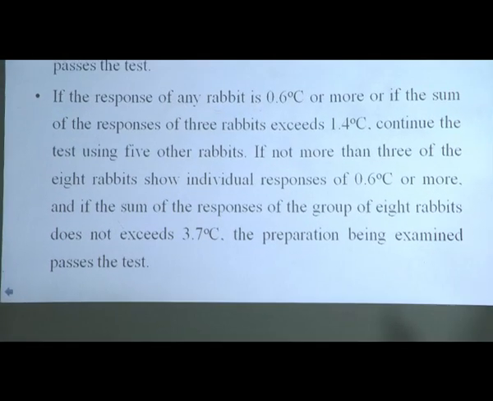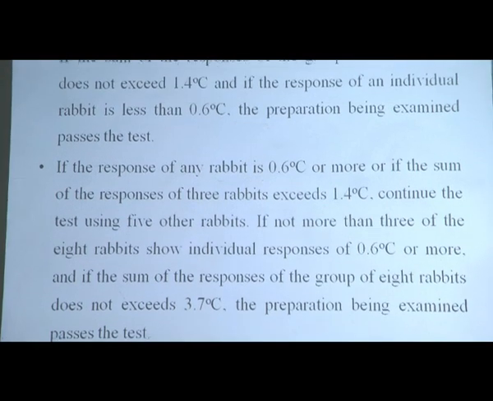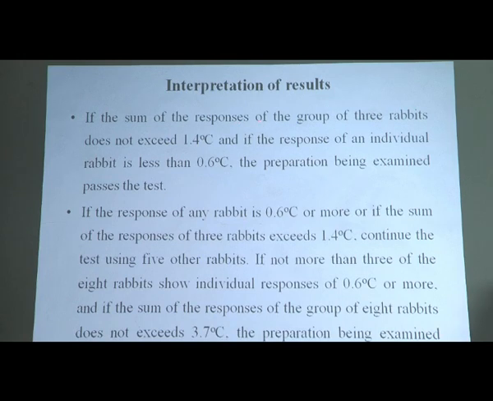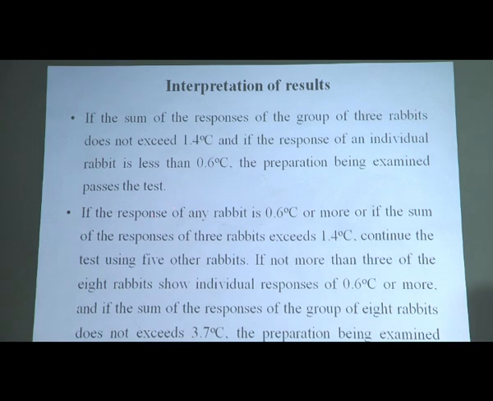Then, interpretation of results. After measuring the body temperature, if the sum of the responses of the group of 3 rabbits does not exceed 1.4 degrees Celsius, and if the response of each individual rabbit is less than 0.6 degrees Celsius, then the preparation being examined passes the test.